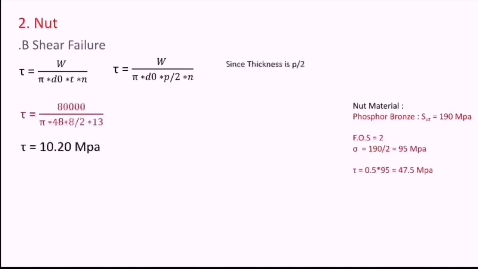The next type of failure in the thread of the nut is the shear failure. For shear failure, the shear area will be pi multiplied by D0 multiplied by T. This is for one thread. For n threads, it will be pi multiplied by D0 multiplied by T multiplied by n. We know that the value of T is pitch by 2. On substituting the values, I will get the value of tau as 10.20 MPa, which is less than 47.5. Hence we can say the design of the nut is safe.